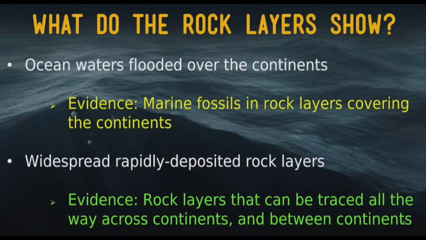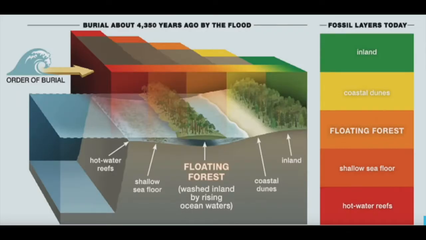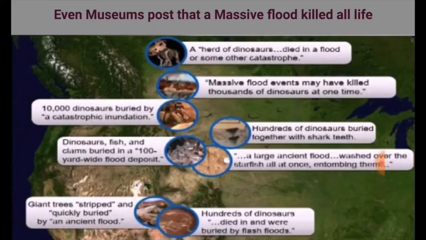There is widespread, rapidly deposited rock layers. These rock layers can be traced all the way across continents and between them. This is evidence of a worldwide global event, not random ecosystems buried over eons of time. Even museums today acknowledge that dinosaur graveyards, marine life, trees, and more were all buried quickly by a catastrophic water event. The fossil layers are 100% evidence of Noah's flood.